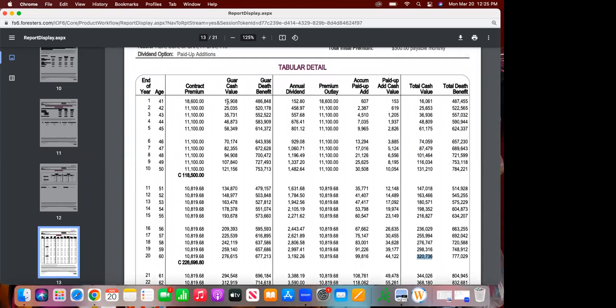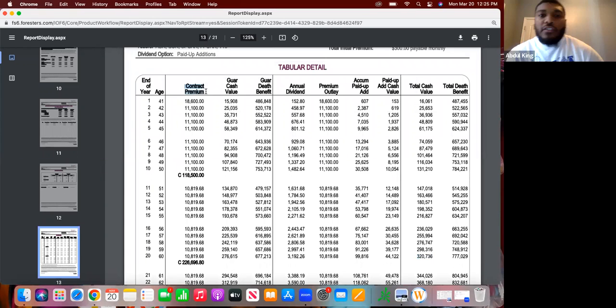I'm asking because the first column is the premium that he pays per year annually. Yes, so this is the year that he's in. This is his age. This is the annual premium that he will pay. Right here is the guaranteed cash value and guaranteed death benefit. So this is if no dividends are ever paid out. This is what that policy would be.